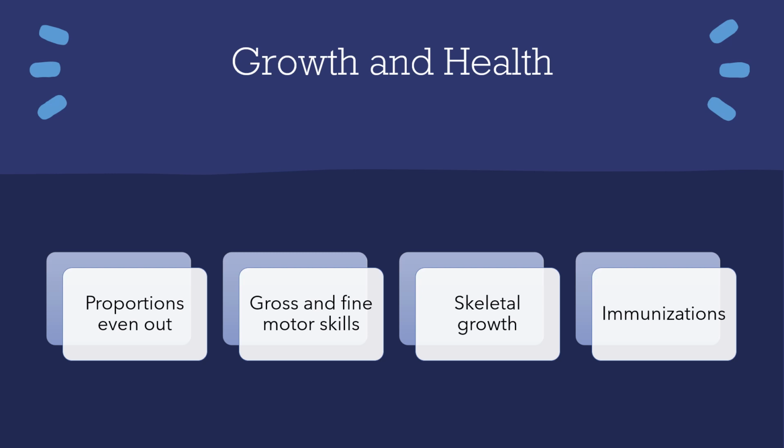Their gross and fine motor skills are improving pretty drastically. Some of that has to do with the proportions evening out. That helps them with balance. It helps them run faster, jump higher, all of those kinds of gross motor skills. And then they're also obviously learning at this time to write and draw and dress themselves, feed themselves, tie their own shoes. So all those fine motor skills are also developing quite a bit.